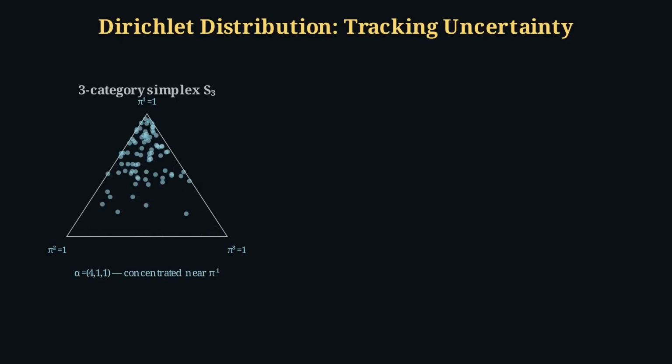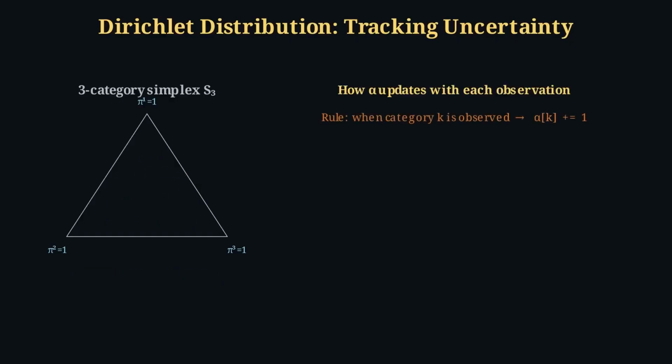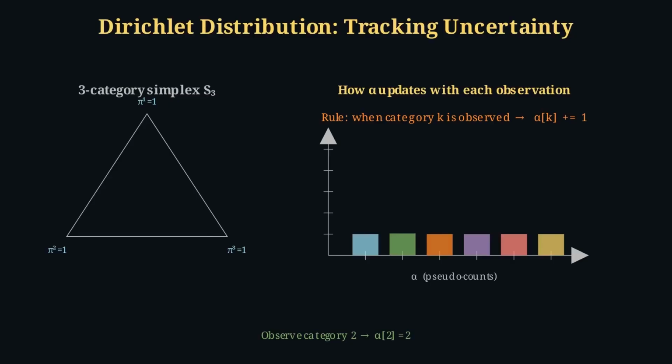On the left, we see the three-dimensional simplex, the space of all valid probability vectors for three categories. Each point in the triangle is a valid distribution over three categories. With alpha equal to 0.5 for each component, samples cluster near the corners. Extreme distributions. With alpha equal to 1, samples are uniform across the simplex. With alpha equal to 4 for the first component, samples concentrate near pi 1. With alpha equal to 3 for all components, samples cluster near the center, balanced distributions.